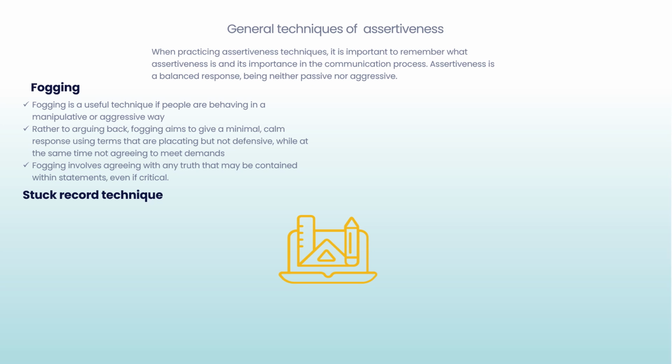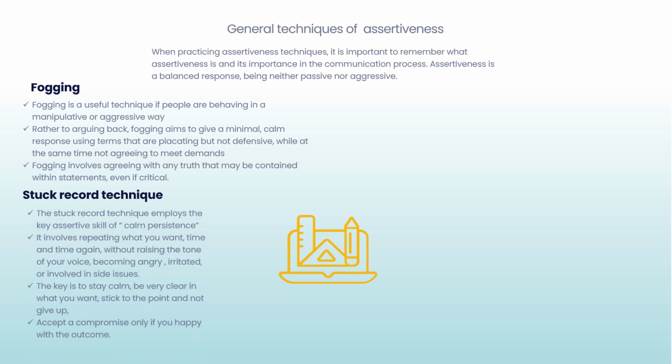Stuck record technique. How do you stick to the interest of the company when you are responding to the demand of your subordinates or your followers? The stuck record technique employs the key assertive skill of being calm and persistent. So you stay calm when you are giving a response. You're replying to your workers, to their demand, because you know the interest of the company and you stick with it. It involves repeating what you want time and time again without raising the tone of your voice, becoming angry, irritated, or involved in side issues.